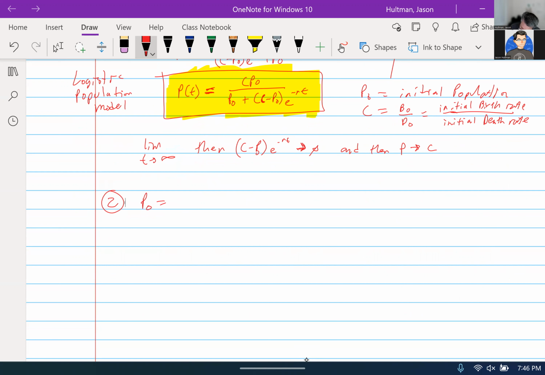If P naught is 20, and the population at time 10 is 50.87, and the population at time 15 is equal to 76.68, then find the population at time 30. What's the population for the logistic model?